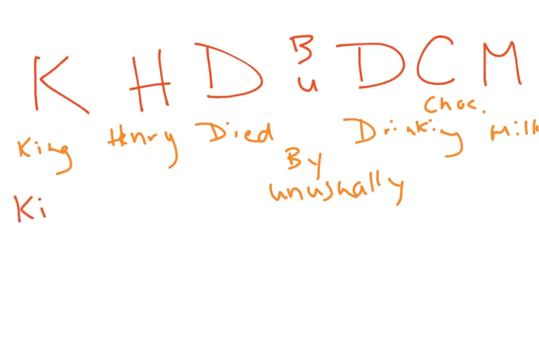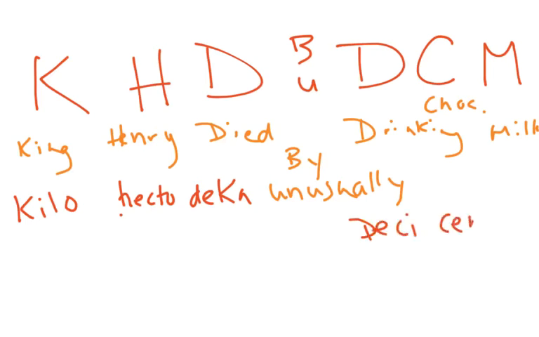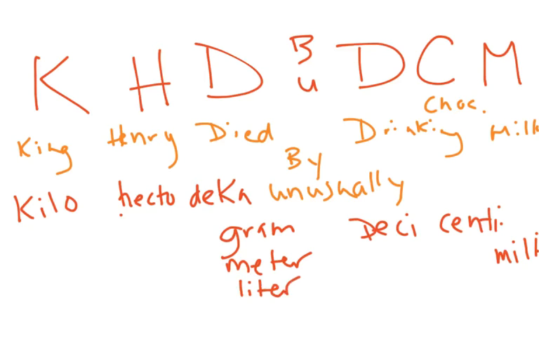So, K is going to stand for kilo. You've probably heard of a kilogram. H is going to stand for hecto. D is going to stand for deca. The B, I'm going to do that one last. This D is going to stand for deci, centi, and milli. The B is either going to stand for gram if it's weight, meter if it's distance, and liter if it's capacity. So that's what changes. The base is what's going to change.